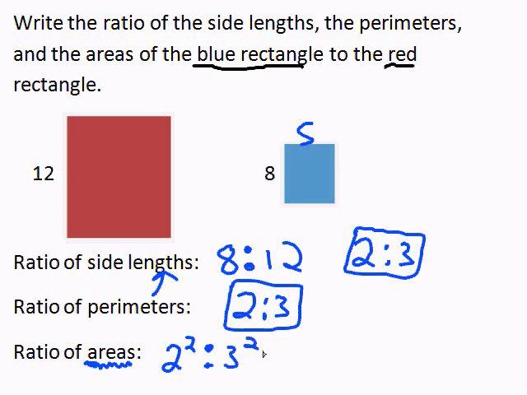Now we don't want to write it like this. We can write it a little bit simpler. We're actually going to square those numbers. 2 squared is 4 to 3 squared is 9. So again, the ratio of the areas is just the square of the ratio of the side lengths.